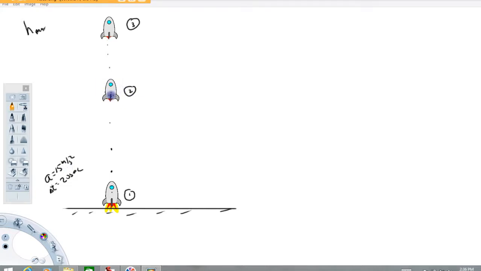Of course the rocket's going to be moving pretty fast, so it would continue up quite a little ways before it starts coming back down. What we're going to try to calculate is this total height, which I'm going to call hmax, the total or maximum height achieved by the rocket. So I'm going to go ahead and start analyzing this.